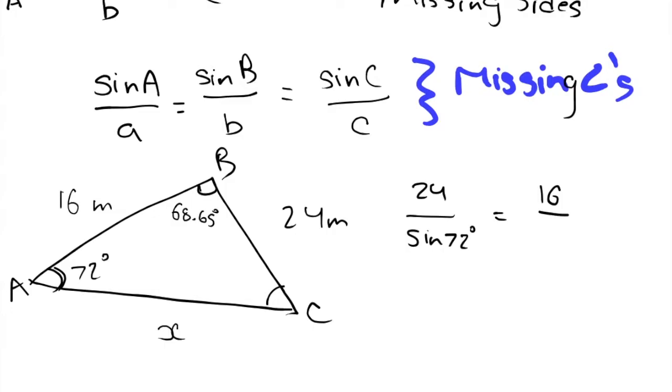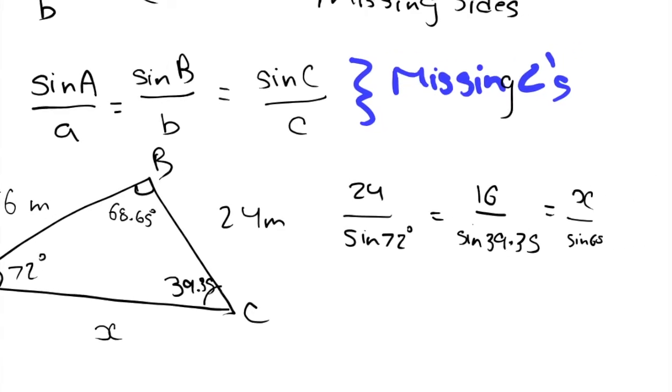We can actually solve for C using the 180 degrees rule of a triangle. We can say that 180 minus 68.65 minus 72, and we can solve for angle C and find out it's 39.35. So sine of 39.35 is equal to X over sine 68.65, right? So let's isolate both of these over here, and let's solve for X.